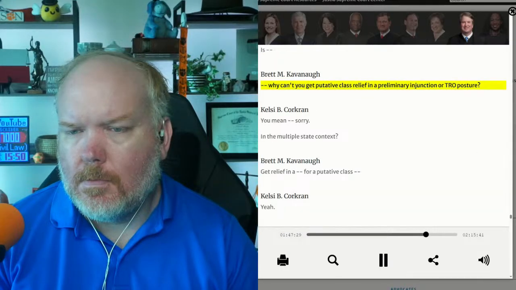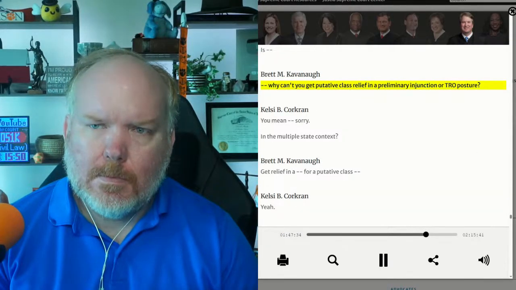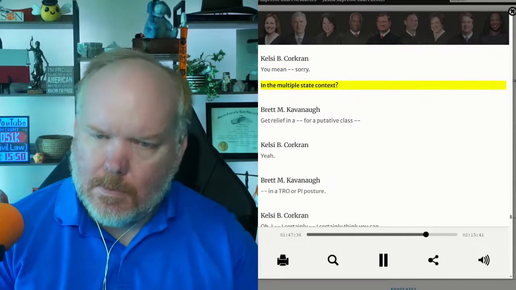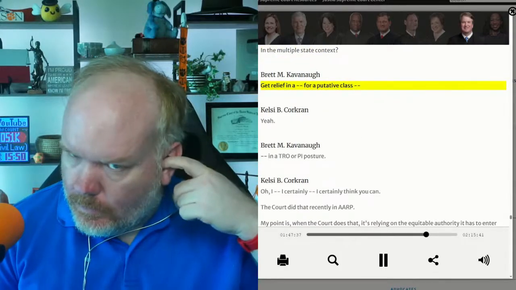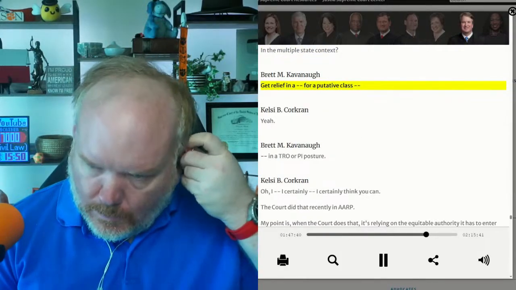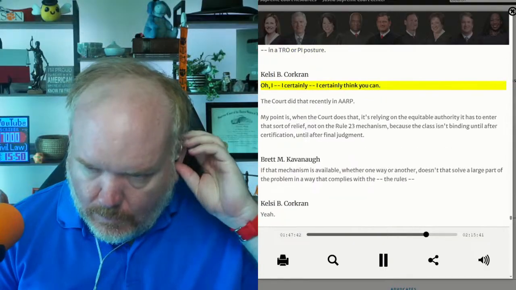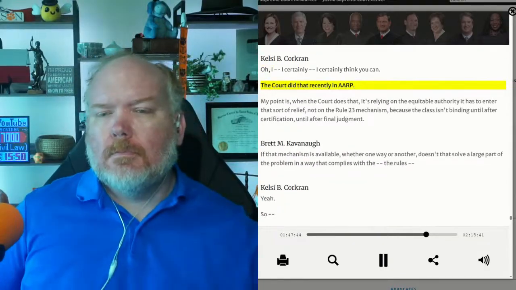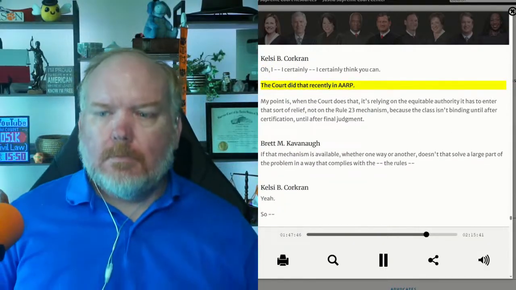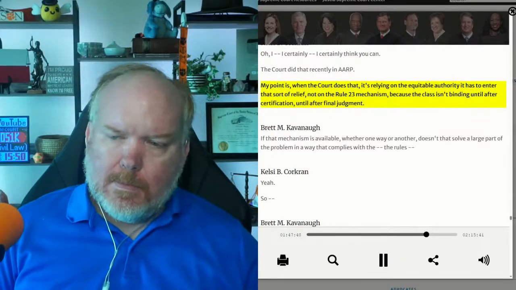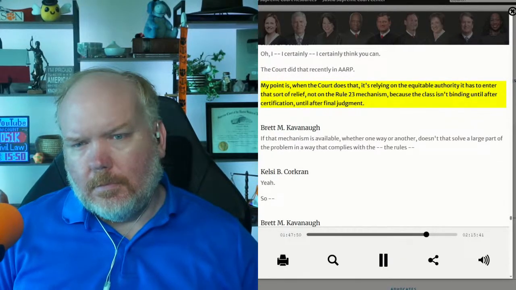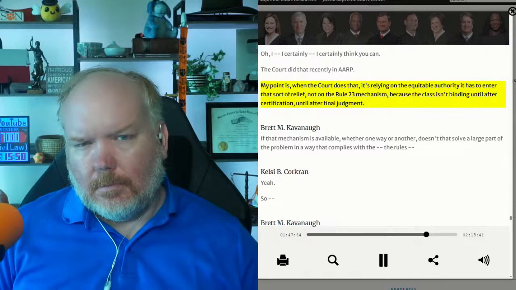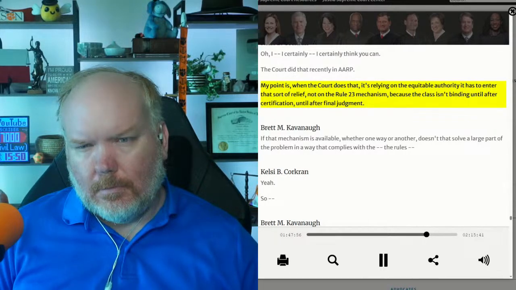Well, why can't you get putative class relief in a preliminary injunction or TRO posture? You mean, in the get relief context, for a putative class in a TRO or PI posture? I certainly think you can. The Court did that recently in AARP. My point is when the Court does that, it's relying on the equitable authority it has to enter that sort of relief, not on the Rule 23 mechanism, because the class isn't binding until after certification, until after final judgment.